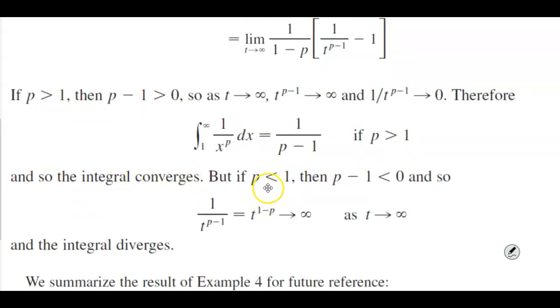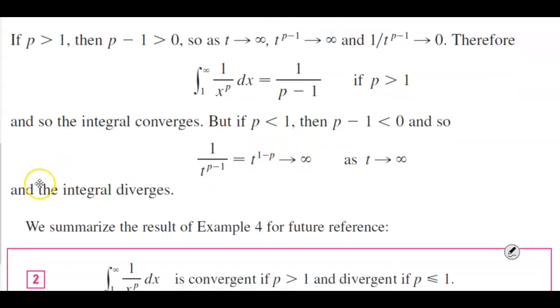But if p is less than 1, then p minus 1 is less than 0. And so therefore 1 over t to the p minus 1, which is equal to t to the 1 minus p, approaches infinity as t approaches infinity, and the integral diverges. So if p is greater than 1, in this particular rule, when it's 1 over x to the p, we know the integral is going to converge. If it's less than 1, then we know that the integral is going to diverge.